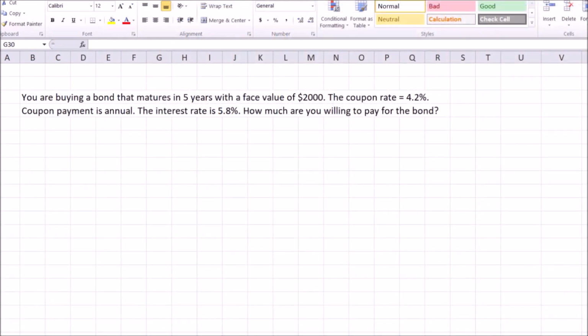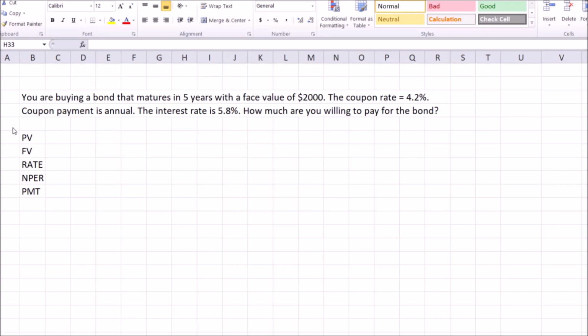Let's say you are just about to buy a bond that matures in 5 years with a face value of $2,000. Let's say the coupon rate on the bond is 4.2%, but the ongoing interest rate on the market is 5.8%. The coupon payment is, let's say, annual. The question is, how much are you willing to pay for the bond? This sort of question, of course, implies calculating the present value of the bond, or the price of the bond.